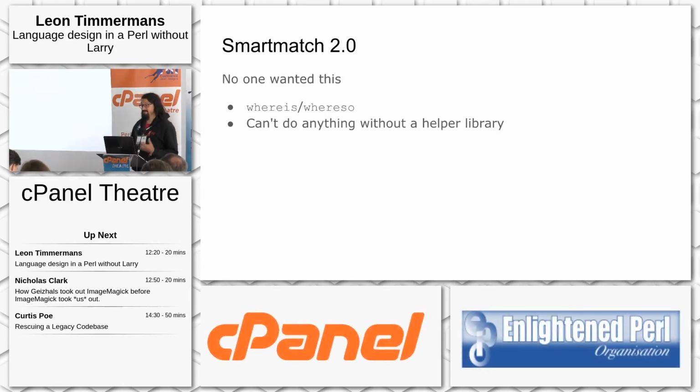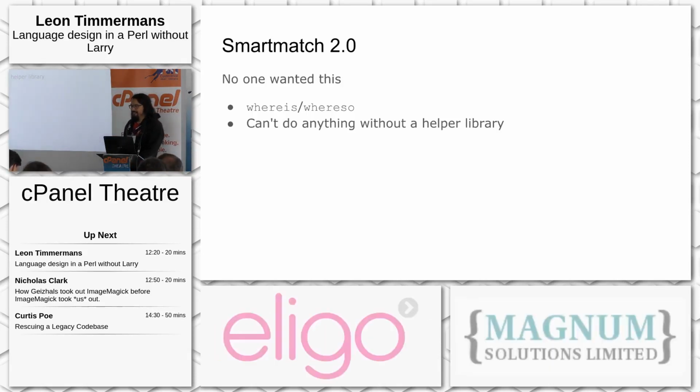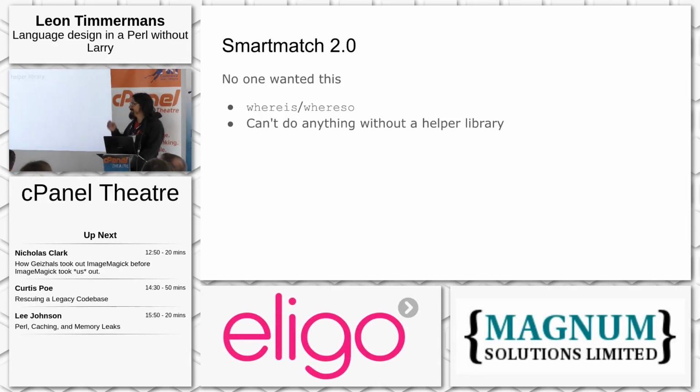The second reason was this new Smartmatch wasn't really anything that people actually wanted. It broke a lot of stuff, but the new version was very confusing. I don't know how many of you read my blog post about it, but can you please raise your hand if you know the difference between where is and where so? Yeah. For the recording, how many hands? 0. And it was also fairly useless without a helper library, which kind of defeats the point.